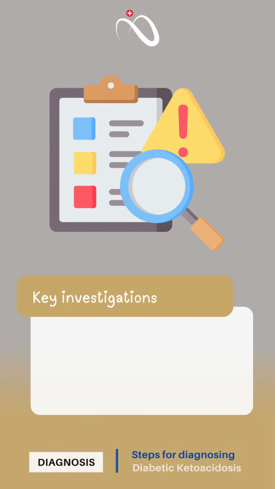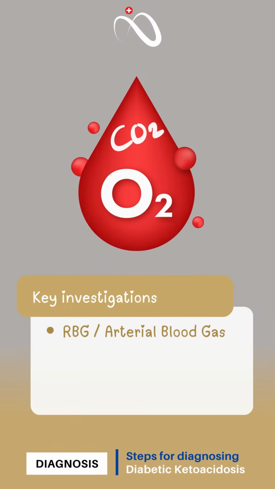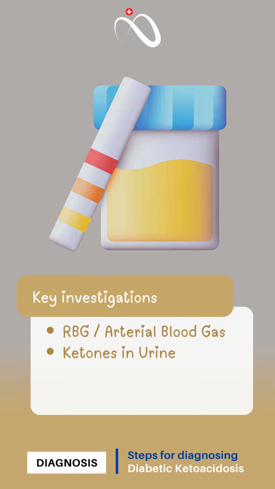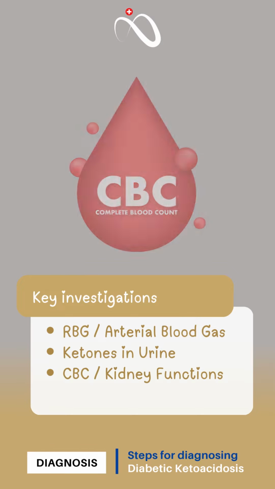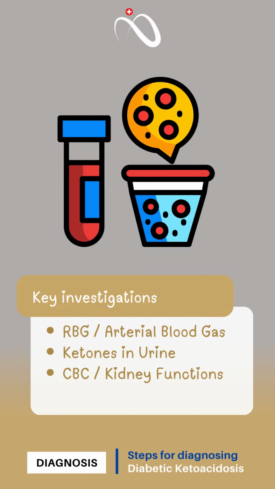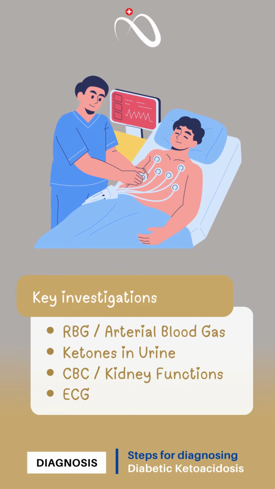Key investigations include random blood glucose and arterial blood gas tests. Checking for ketones in urine. A complete blood count, blood electrolytes, and renal function tests like BUN and creatinine. And don't forget an ECG to rule out any cardiac complications.